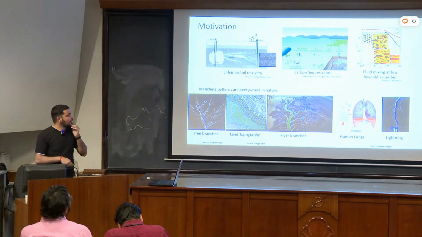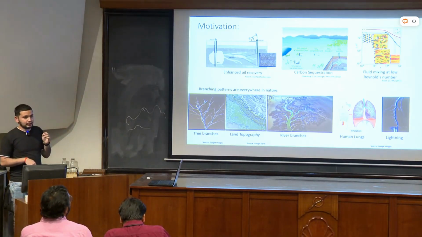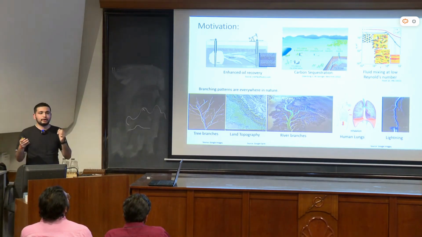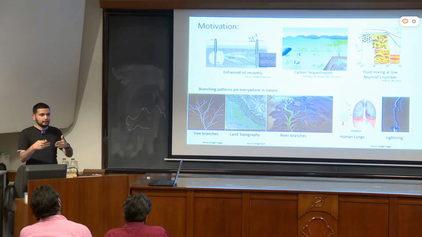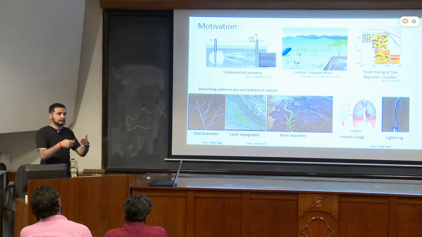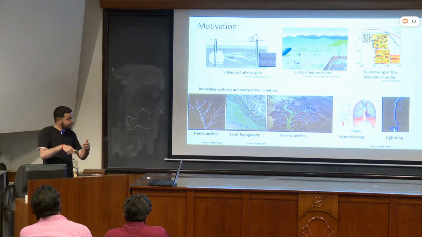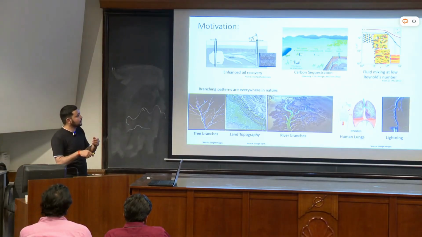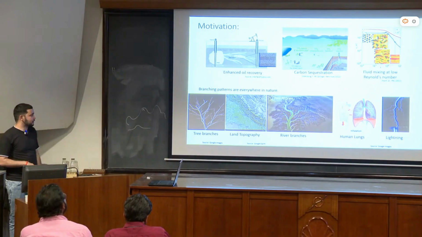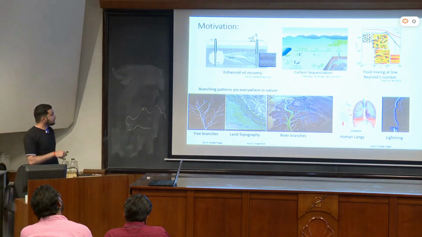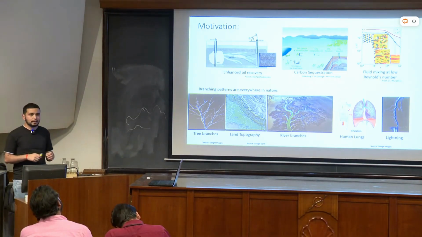This image is taken from Google Earth, near Uttarakhand and Himachal, where these dendrite-like patterns can be seen, and the river branches also. And in human lungs also, you have these air transmitters which form this branch pattern, as well as lightning also forms this branch pattern. So these kinds of patterns are seen everywhere.